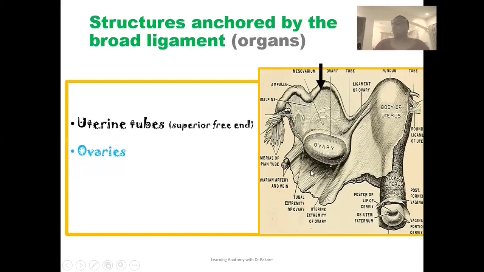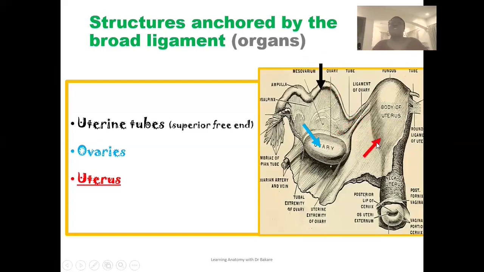Then the next structure that we have are the ovaries. So this is where we have the ovary here. We also have two. We have one on this side and we have the other one on the other side. And you also have the broad ligament of the uterus anchoring the ovary in this region. Then this other structure that we have is the uterus itself. This is where we have the uterus here.